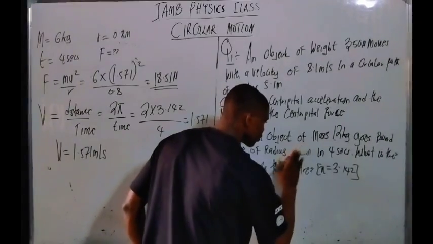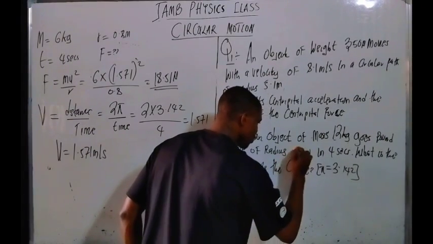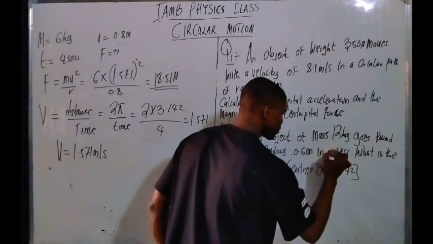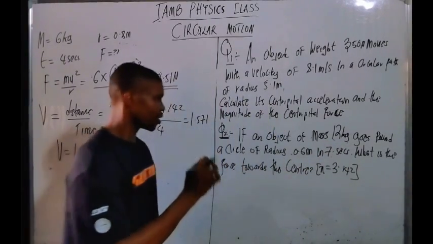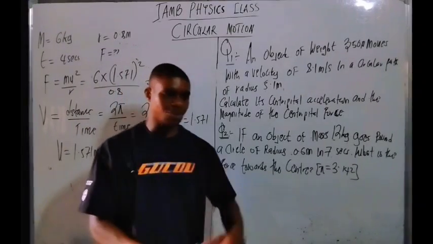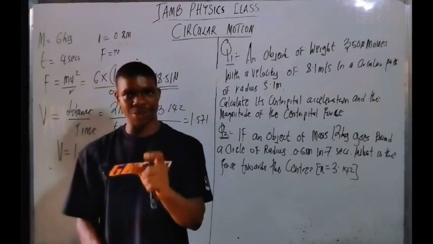Here the radius is reduced to 0.6 meter. Now let's say the time is 7 seconds. Just that, 7 seconds. So please go ahead, pause, and solve question 2. Drop your answer in the comment section. It's very important to do this.